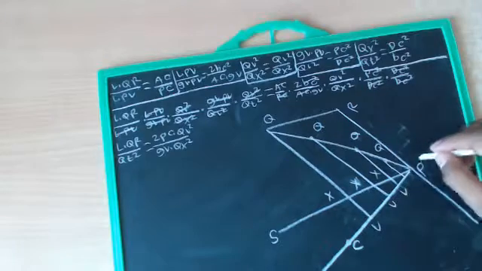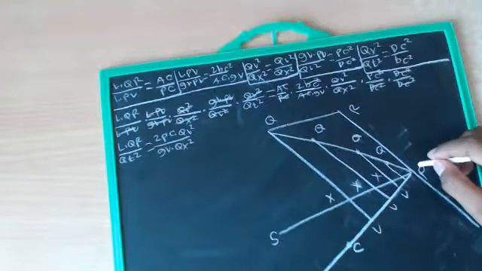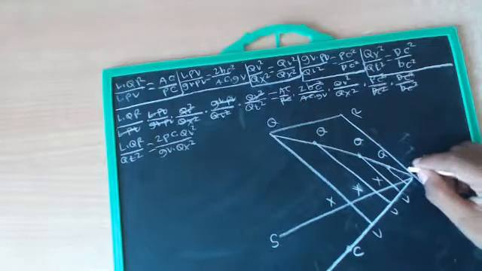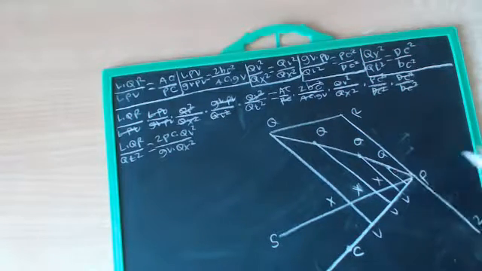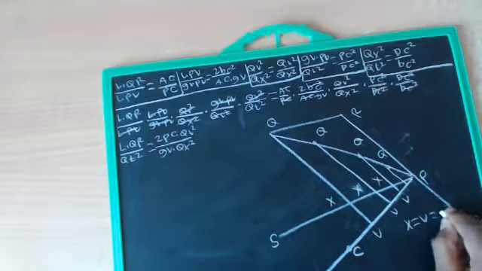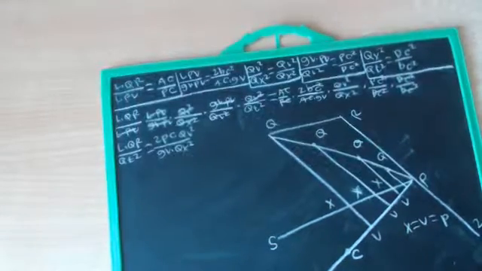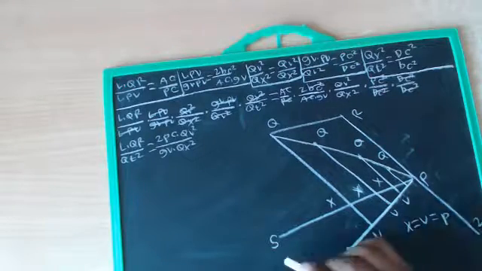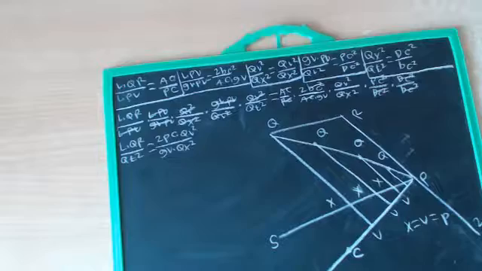But the sun acts on the planet every second, constantly. So Q is very close to P, and X and V become P. So X is equal to V is equal to P. And then the time interval is very small because the sun acts on the planet constantly, continuously, every second.